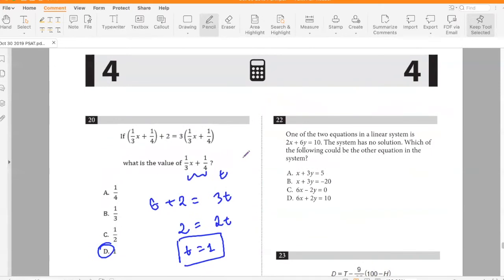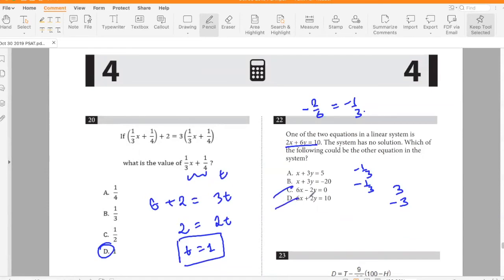One of the two equations in a linear system is 2x plus 6y is 10. The system has no solution. Which of the following could be the other equation? So no solution would mean that the two lines are parallel. So this line has a slope of minus 2 by 6, which is minus 1 by 3. Option A has a slope of minus 1 by 3. Option B has a slope of minus 1 by 3. Option C has a slope of 3. And option D has a slope of negative 3.